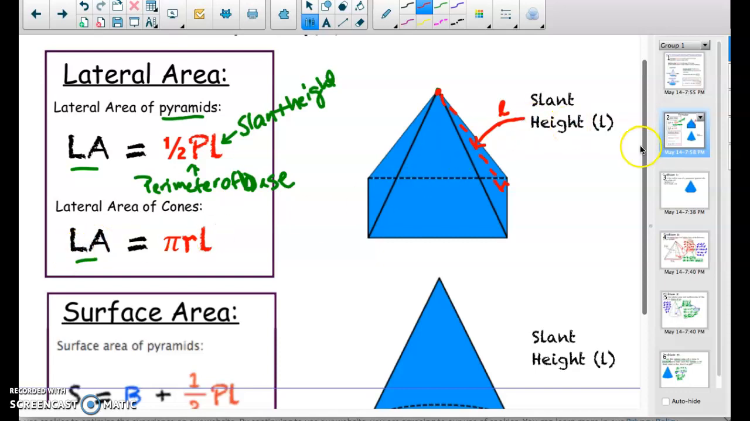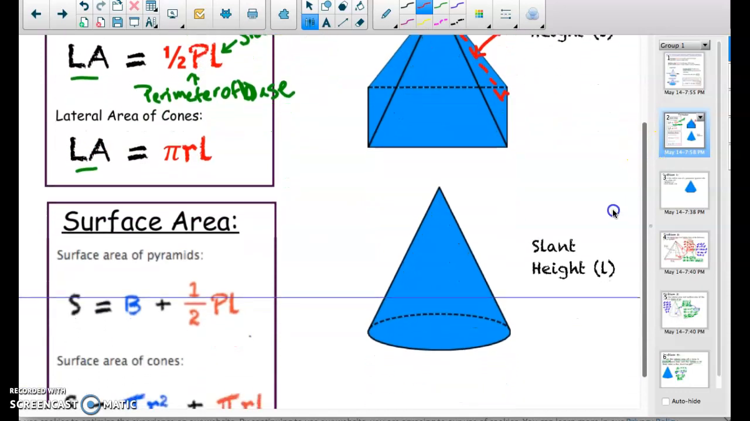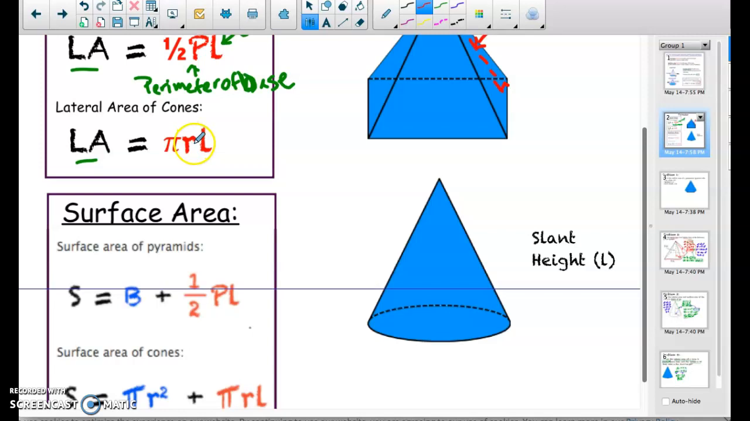The lateral area of a cone is pi times radius times slant height. Now, the radius is the radius of the circular base. And then the slant height again, that L stands for slant height. So again, that is the distance if you were to slide down the face of the cone, how far you would slide down. So that is that slant height, L.